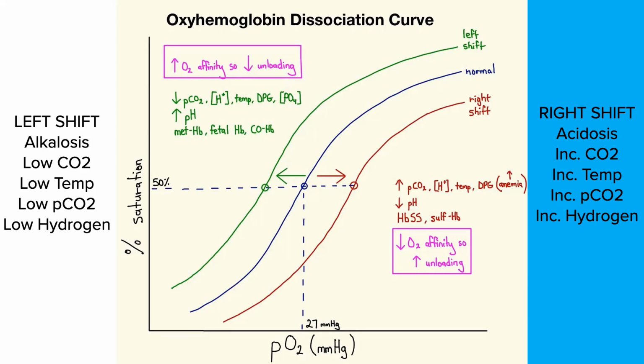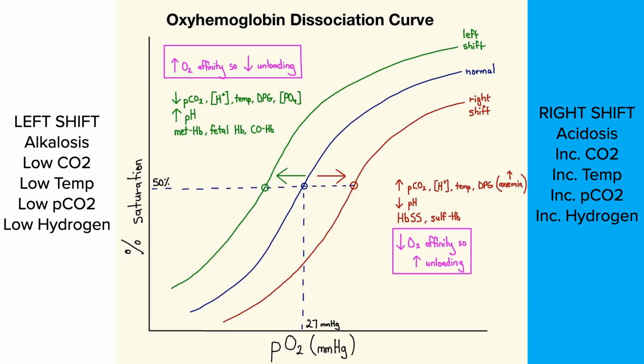So in a left shift, you're going to be alkalotic. With an alkalosis, you're typically going to have an environment that is low in CO2. You're going to be low temp, and you're going to have, this isn't showing the 2,3-DPG, it should. There's a protein, I can't remember the name off the top of my head, but it's called 2,3-DPG, and it's basically the crowbar that wrenches oxygen off the heme groups. That's going to be high in a left shift.